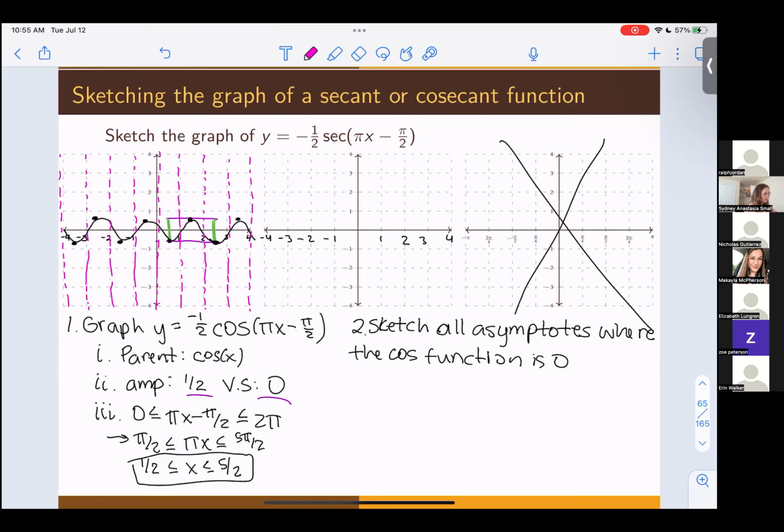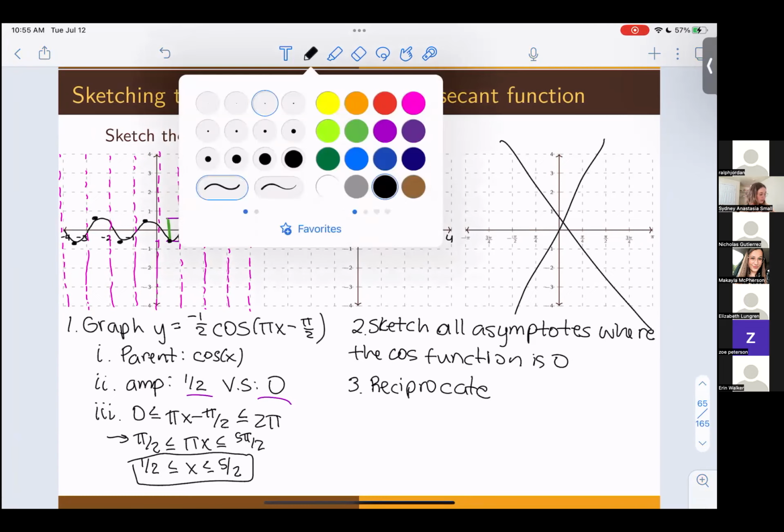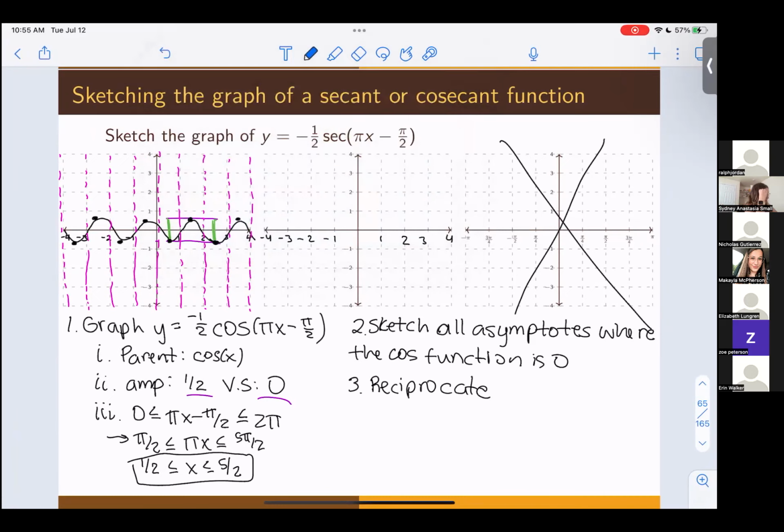And then we also know the next step we need to do. We want to reciprocate. That's the fancy word. We're just going to reciprocate. And what that means is we drew in the asymptotes. That was part of the reciprocation process. But now what we want to do is just at all of the high and low points of our cosine wave, we draw in kind of what the shape of the secant will look like. So like that, and just do that like so.